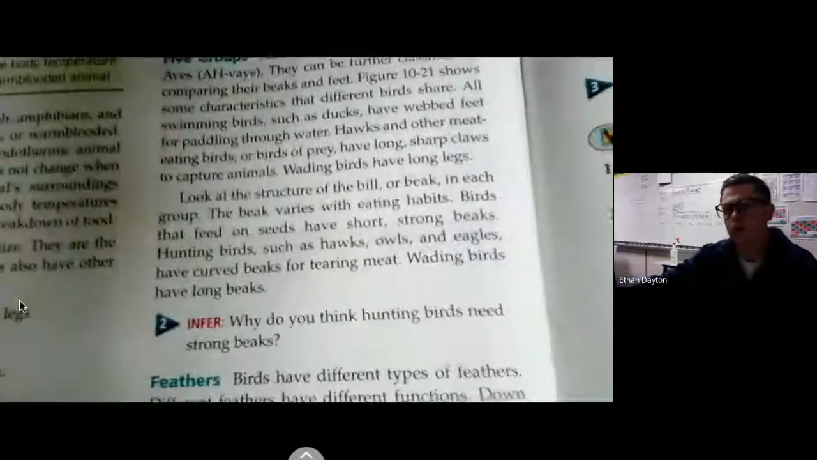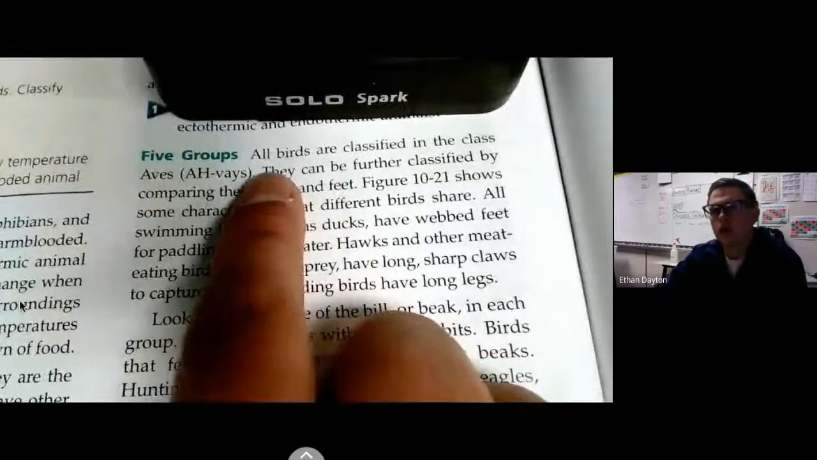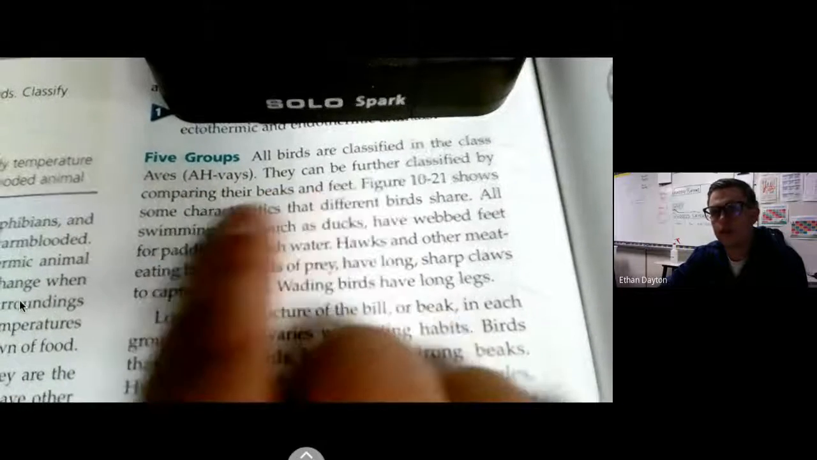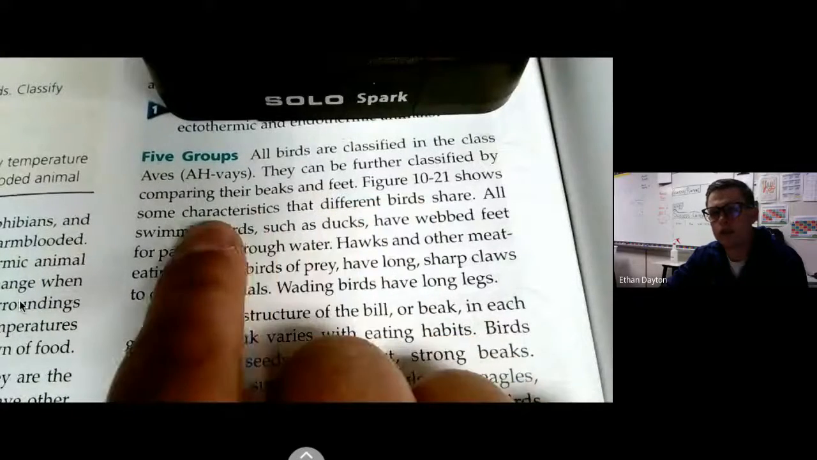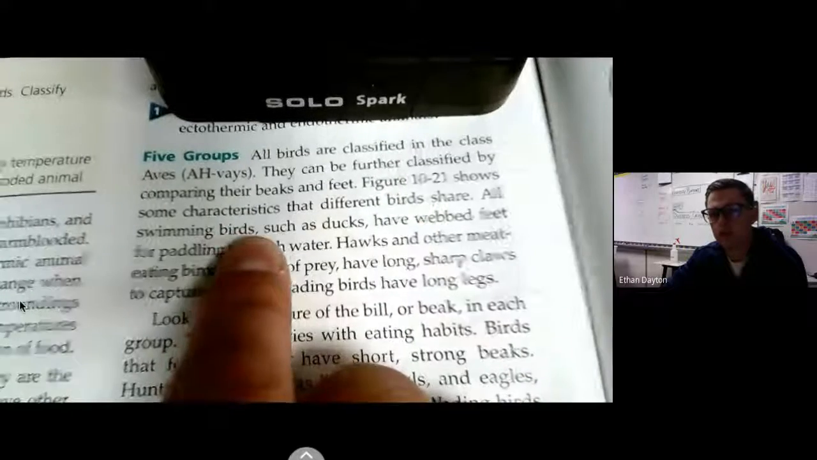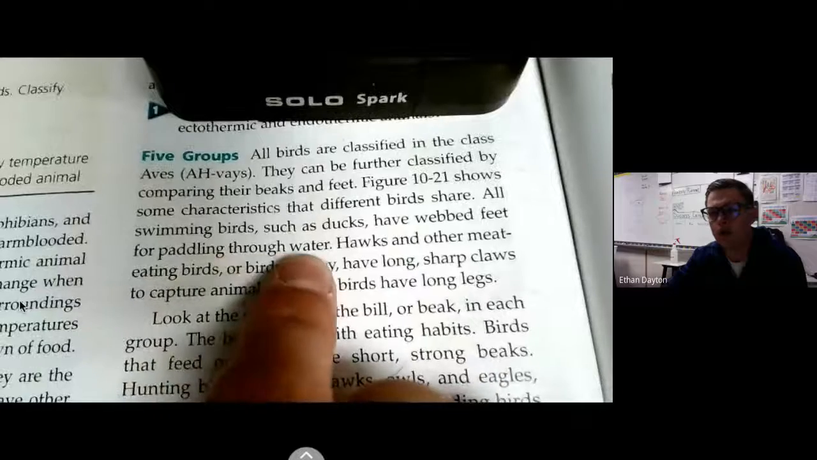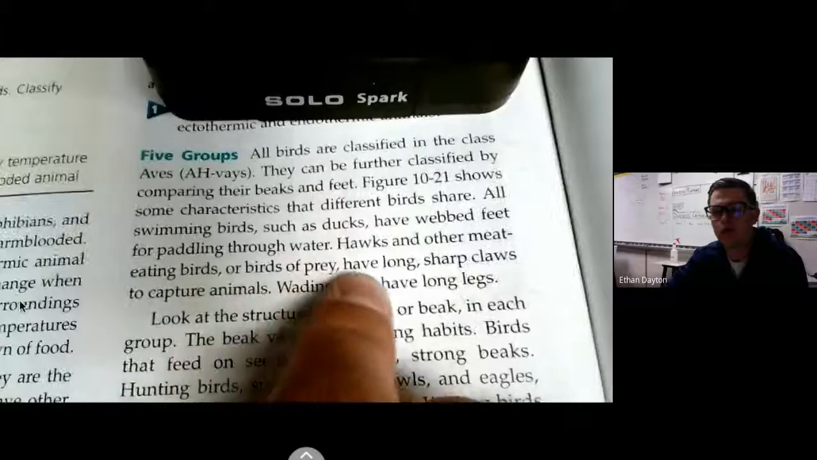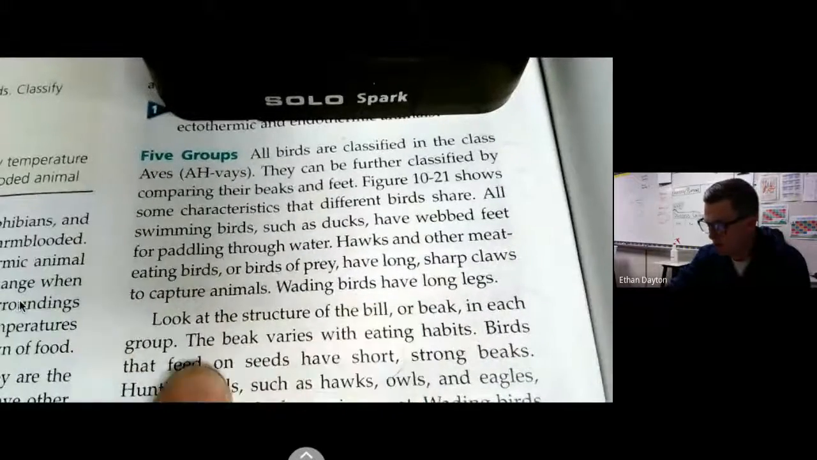Let's go now into the next section titled 5 Groups. All birds are classified in the class Aves. They can be further classified by comparing their beaks and feet. Figure 10-21 shows some characteristics that different birds share. All swimming birds, such as ducks, have webbed feet for paddling through water. Hawks and other meat-eating birds, or birds of prey, have long, sharp claws to capture animals. Wading birds have long legs.